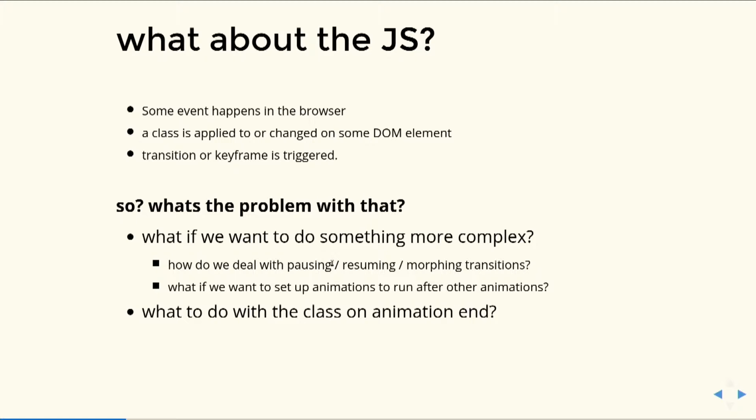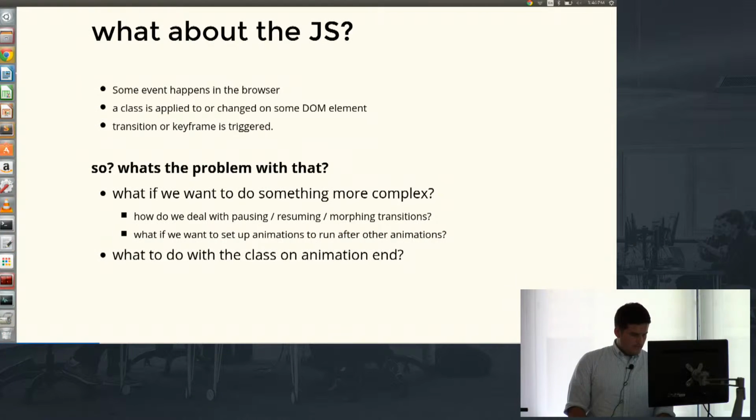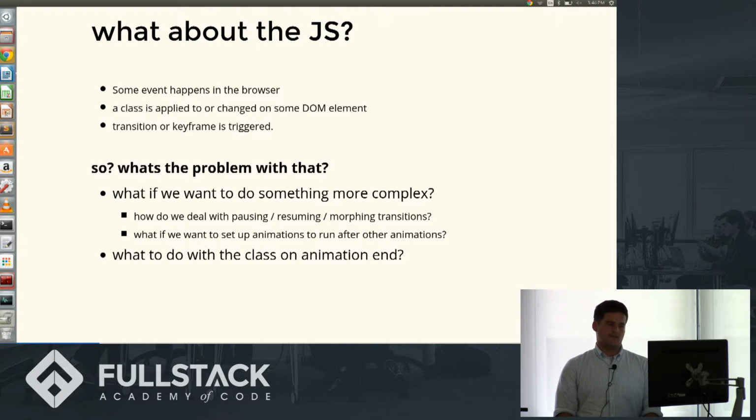So what about handling animations in vanilla JavaScript before things like Angular Animate? Some event happens in the browser, a class is applied or changed on some DOM element, and a transition or keyframe is triggered from that.